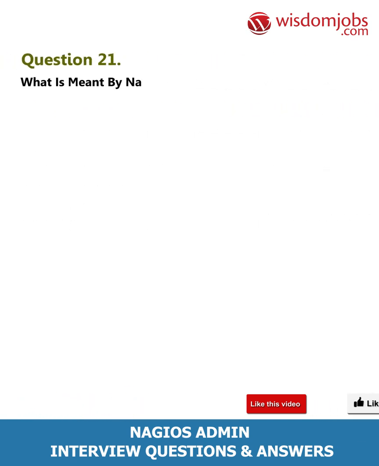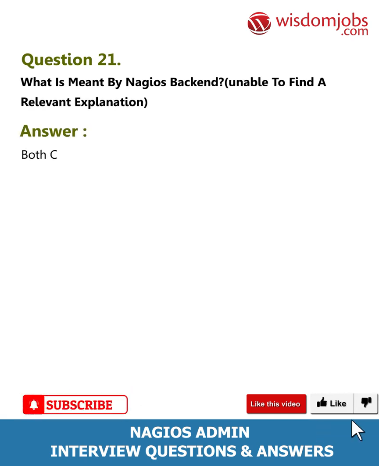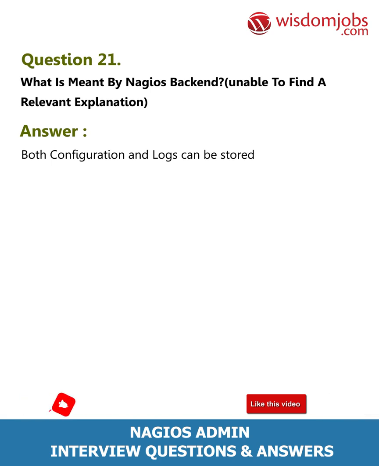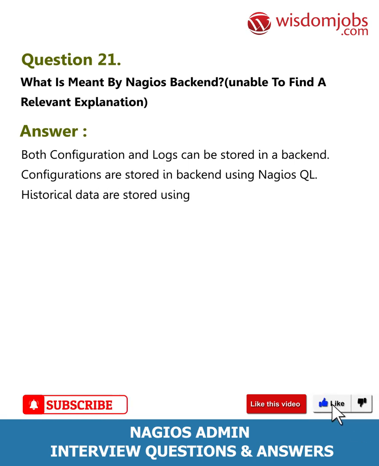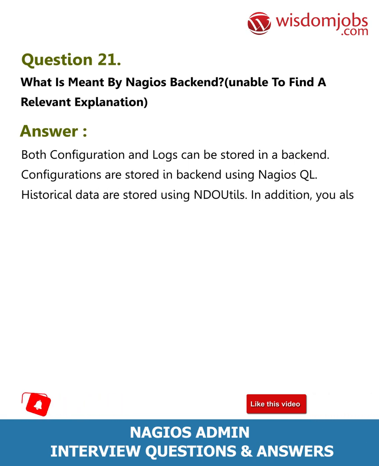Question 21. What is meant by Nagios backend? Answer. Both configuration and logs can be stored in a backend. Configurations are stored in backend using Nagios QL. Historical data are stored using NDO utils. In addition, you also have NagDB and OPDB.